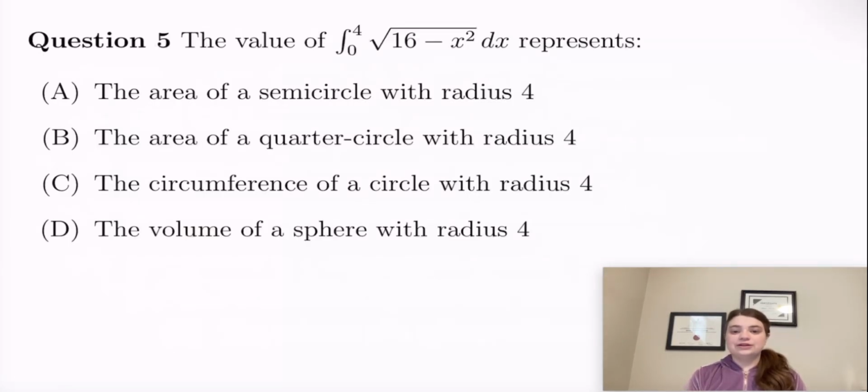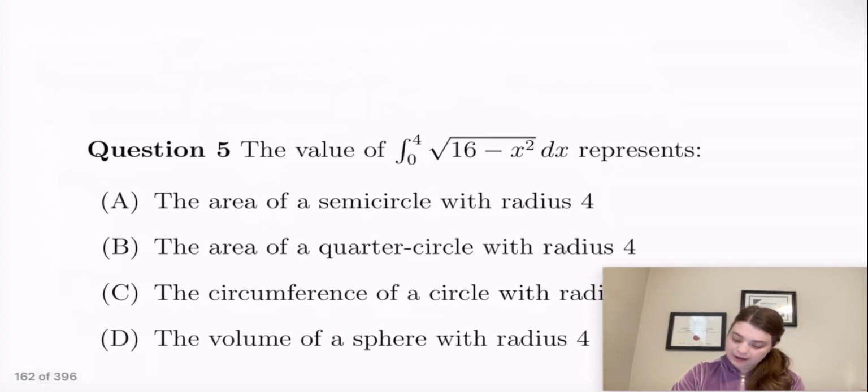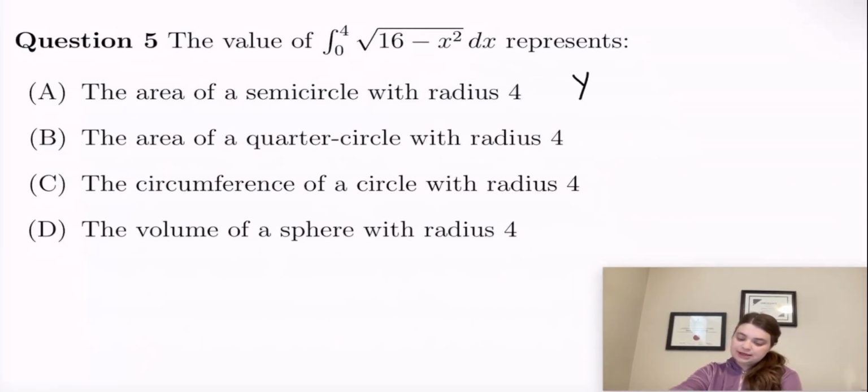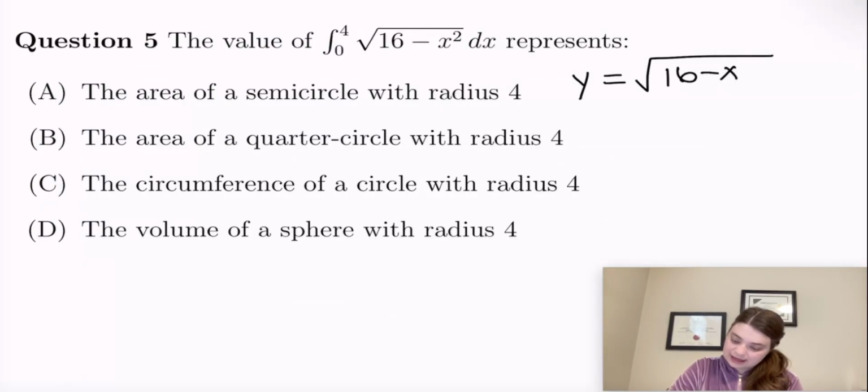All right, one last question. The value of the integral from 0 to 4 of the square root of 16 minus x squared dx represents which of the following? So here's the thing about this. Our function here would be y is equal to the square root of 16 minus x squared.